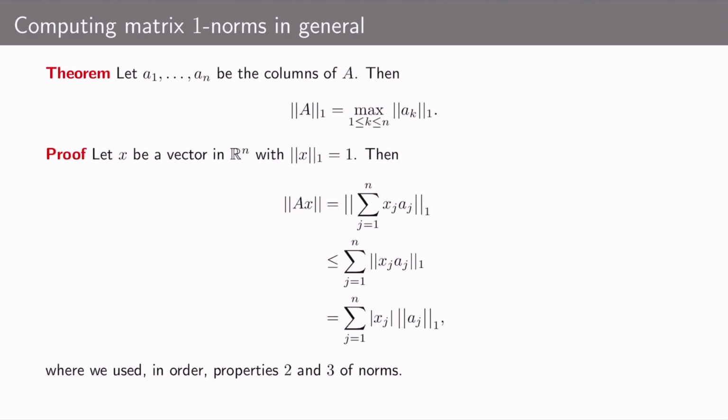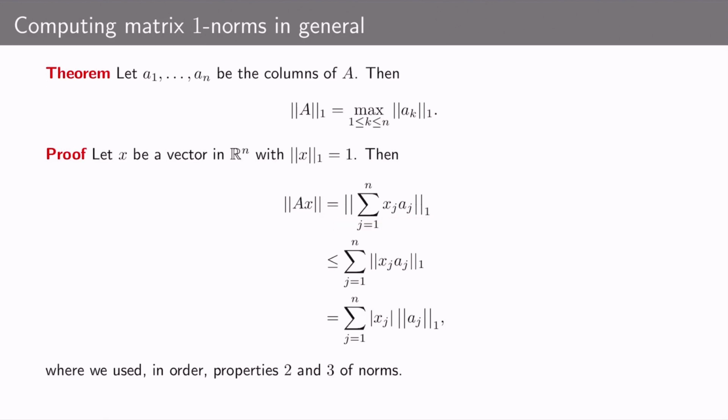Okay, let's do it. Let's choose a vector x in Rn that has 1 norm 1. I'm going to hit that vector with A, and I'm going to look at the 1 norm of Ax. By definition of matrix multiplication, Ax is the linear combination of the columns of A with coefficients xj from x. So the 1 norm of Ax is the 1 norm of this linear combination of the columns of A.